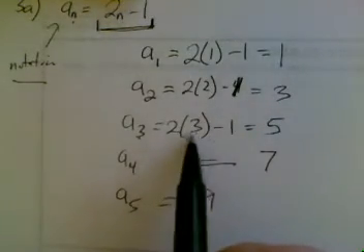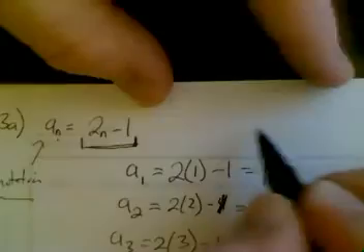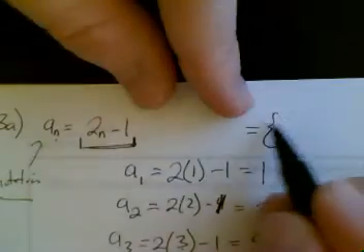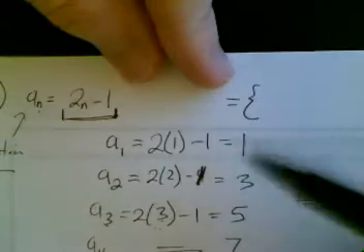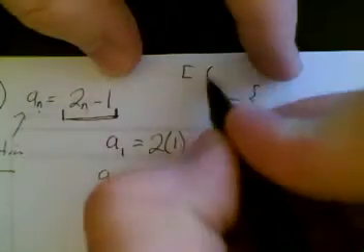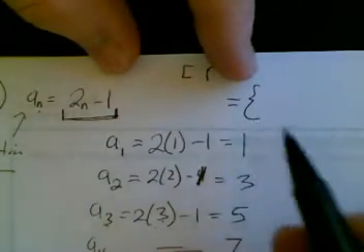If I plug in 5 to here, I get 2 times 5 is 10, 10 minus 1 is 9. Okay, now how would I write out these terms? I want to use this little set bracket notation. This stands for set bracket. Keep in mind this is not a hard bracket like this. It's not the open parenthesis like this. It is that squiggly bracket. Make sure you try your best to write it like that.